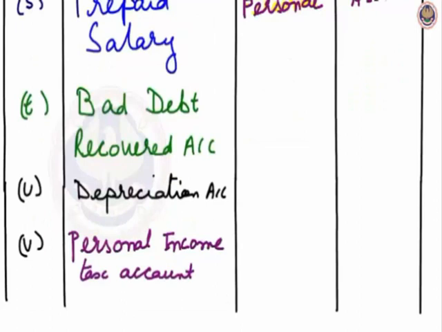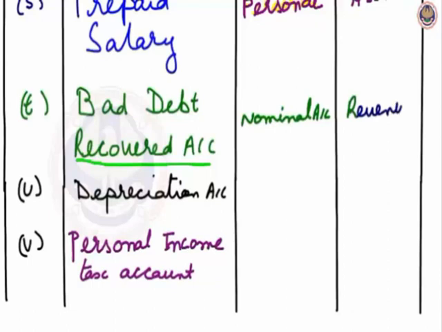Let us see the T transaction, bad debt recovered. It is an income for the business. All incomes are related to the nominal account. Bad debt recovered is something that was previously a bad debt but was recovered afterwards by the business. So as per the traditional approach, bad debt recovered is included in nominal account. And as per the modern approach, it is an income for the business and included in the revenue of the business.